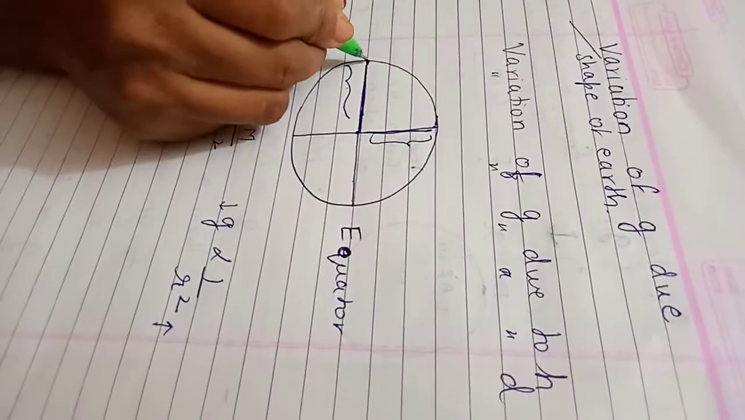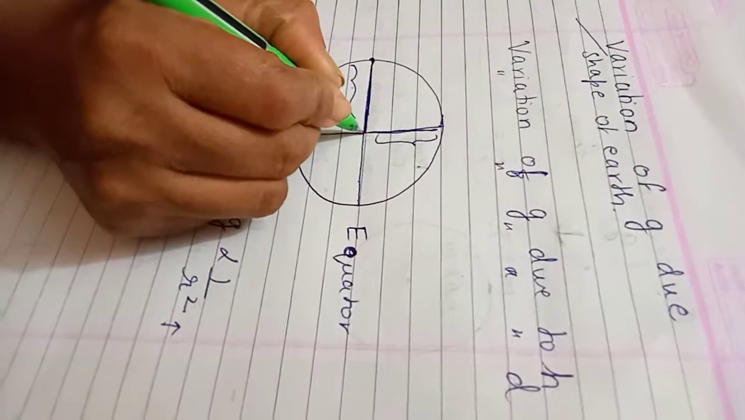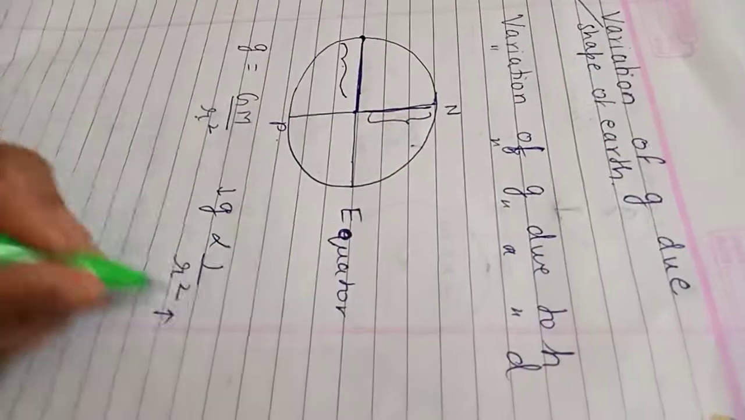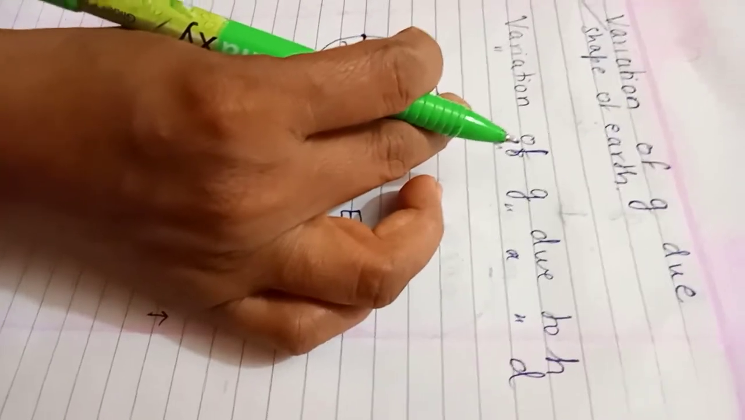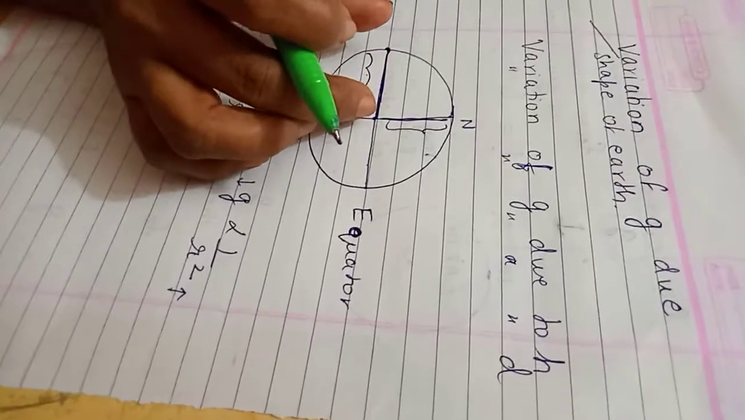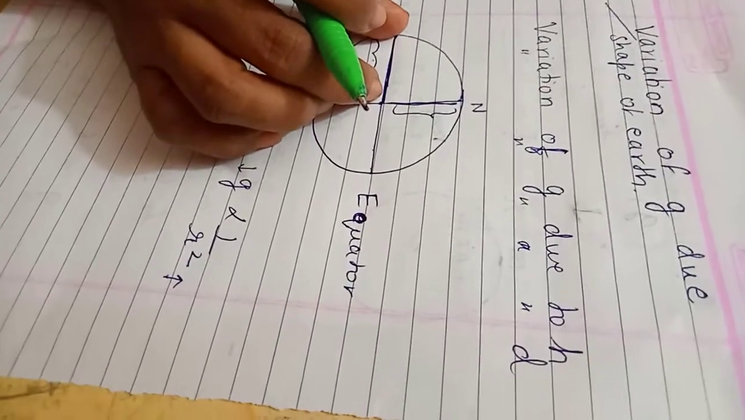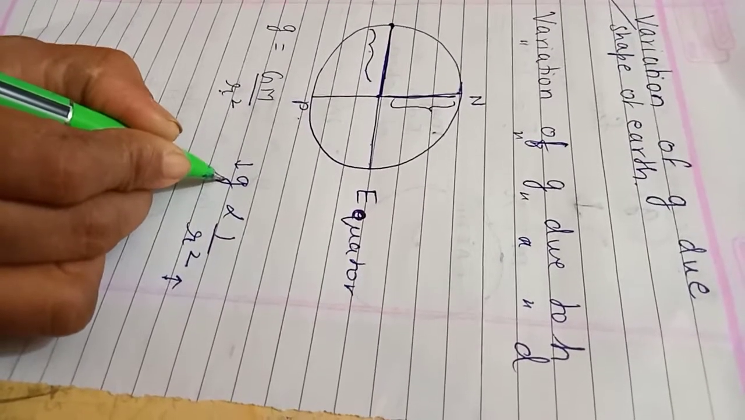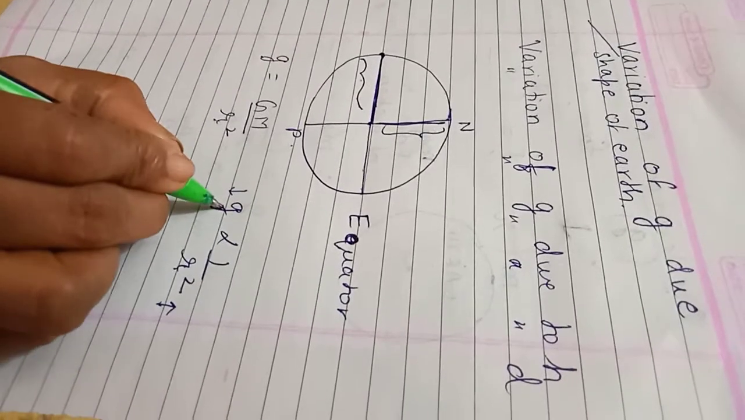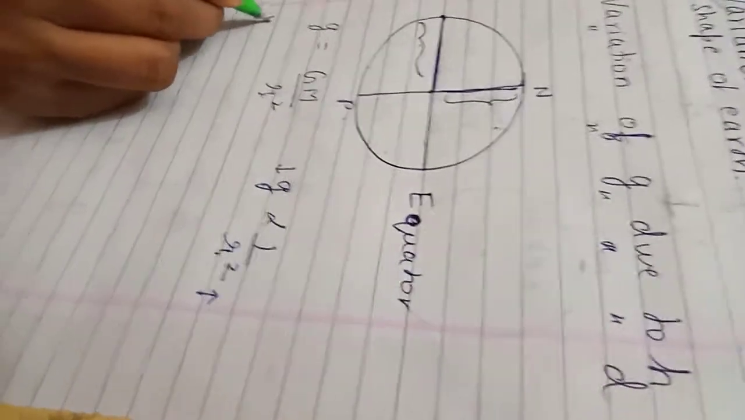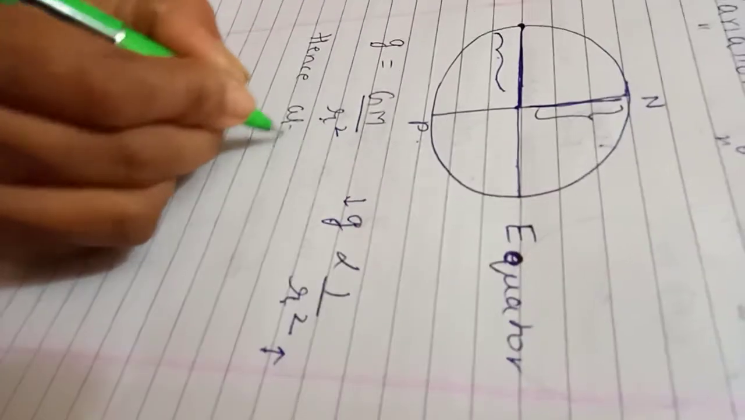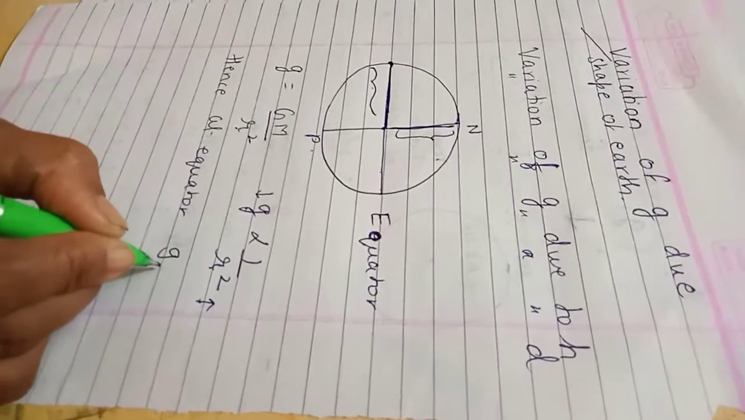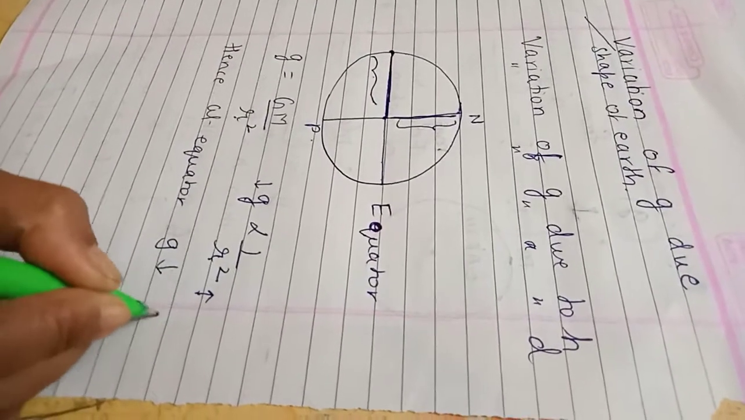If you compare the equatorial distance from the Earth's center and the distance of the poles from the Earth's center, naturally the distance of the poles from the Earth's center is lesser. The distance of the equator from the Earth's center is more. So distance is more, acceleration due to gravity is less. Hence at the equator, acceleration due to gravity g is lesser, and lesser means how much?